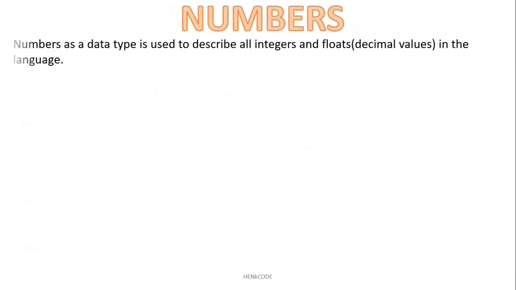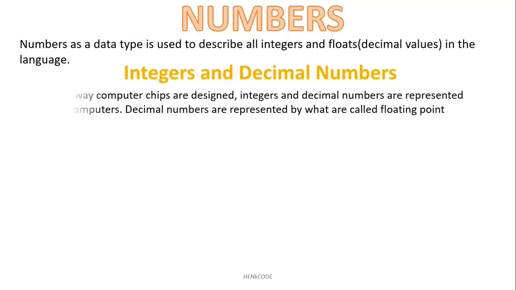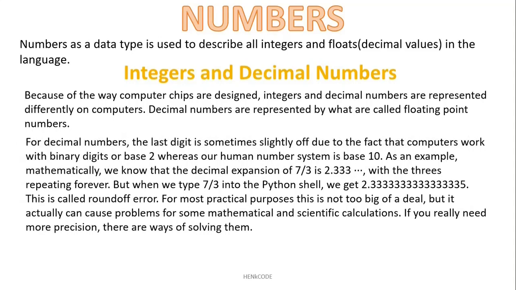Numbers. Numbers as a data type is used to describe all integers and floats, or decimal values, in the language. Integers and decimal numbers. Because of the way computer chips are designed, integers and decimal numbers are represented differently on computers. Decimal numbers are represented by what we call floating point numbers.